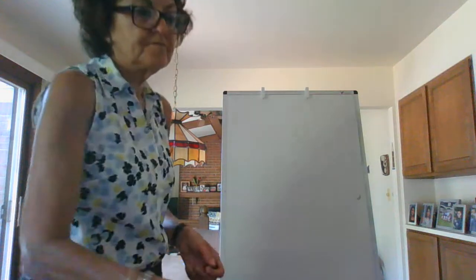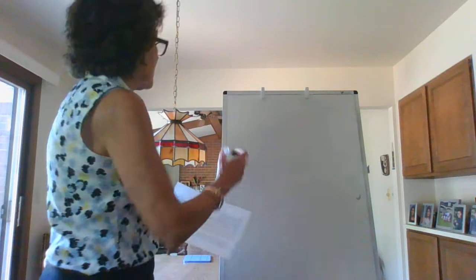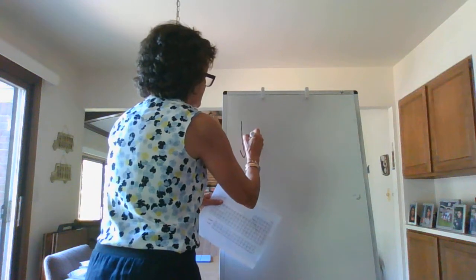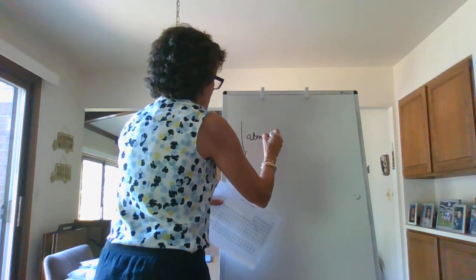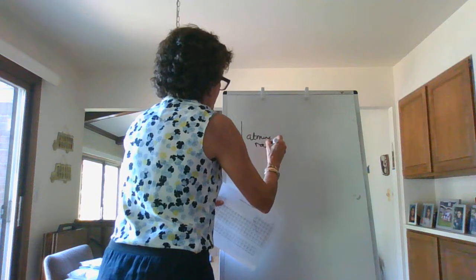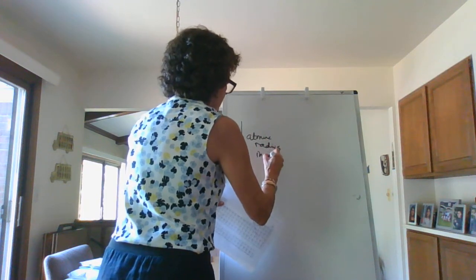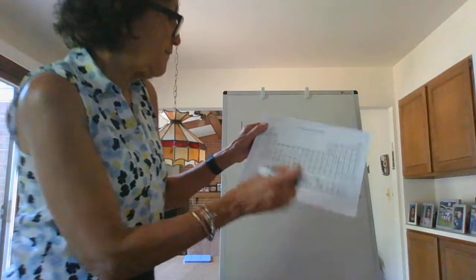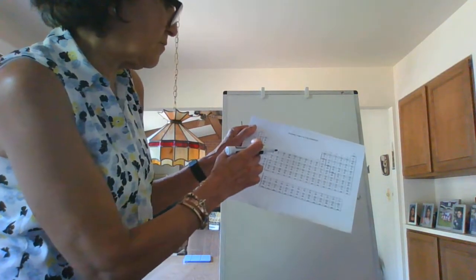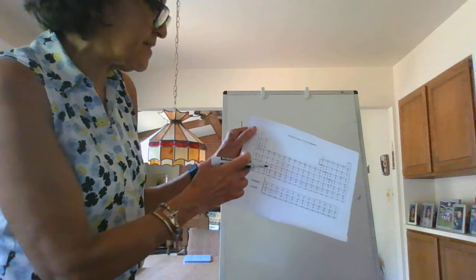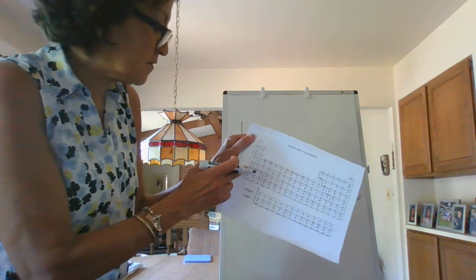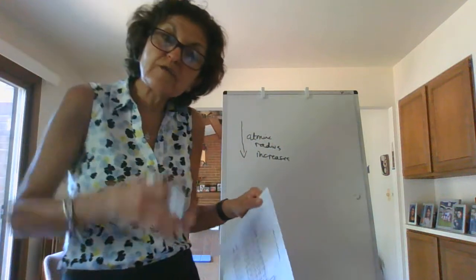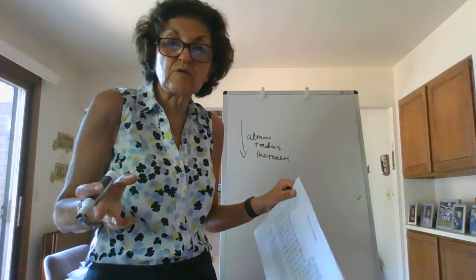Atomic radius. As you go down a group, the atomic radius increases. Bigger, bigger, bigger radius. So if you compare lithium to sodium to potassium to rubidium to cesium, cesium is the biggest. Okay, big radius. Lithium's the smallest. So as you go down a group, atomic radius increases.